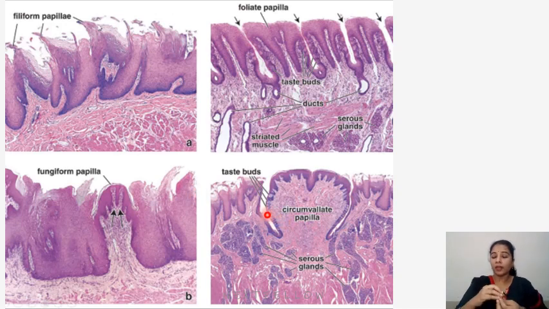Circumvallate: as the name suggests, circum means surrounding, vallate means sulcus. So it is surrounded by a circularly running sulcus around it, and it is button-like, an island projecting in the middle.